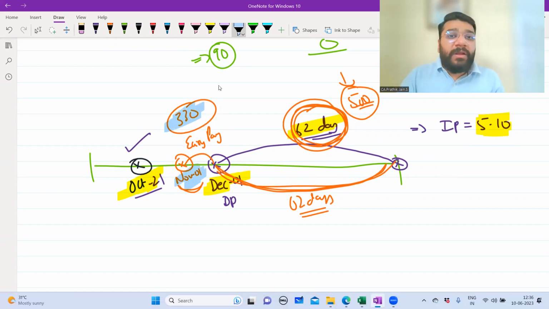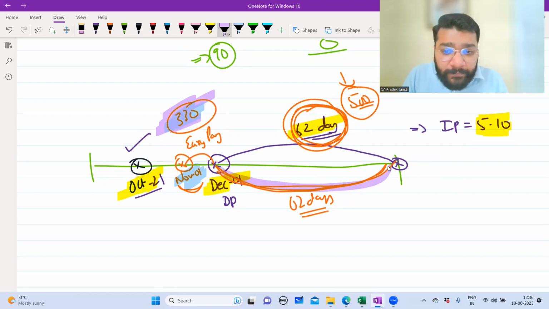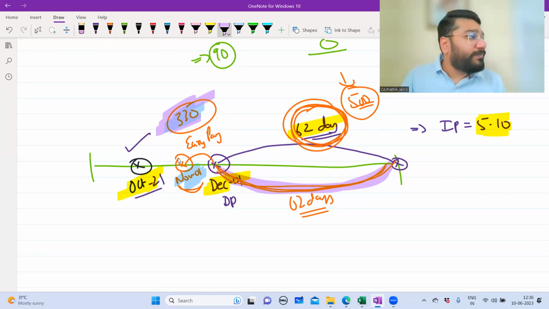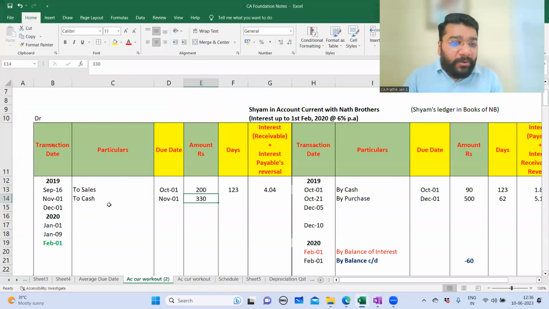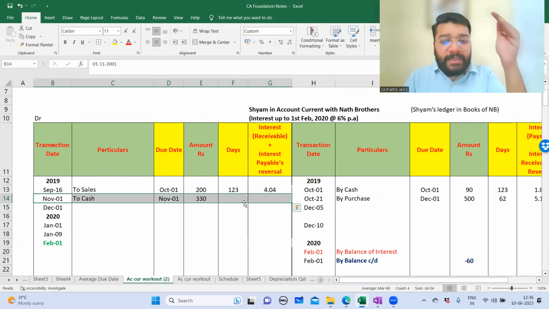2 things happened. One is that the extra payment, to the extent of this 330 rupees, you have to reverse your interest on 62 days. Correct? Yes or no? Plus, since you made 1 month early payment, you made 1 month early payment to whom? Sham. So Sham is enjoying 1 month early payment. So for 1 month, we have to receive interest from whom? Sham. You don't have to sit and do anything, guys. Automatically, if you calculate the interest here, everything will be taken care of. But I'm just giving you an idea how things work.